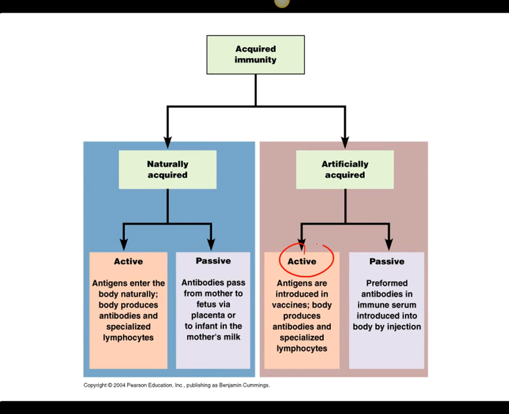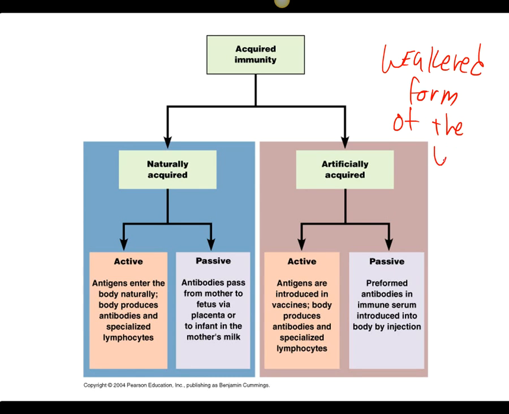Okay, so how do you artificially become actively immune to something? This is when we're talking about vaccines. But you still produce your own antibodies. This is when I inject smallpox vaccination, polio vaccination, flu shot. I put in a weakened form of the virus. That's what a vaccine is. My body learns about that virus and then generates antibodies.